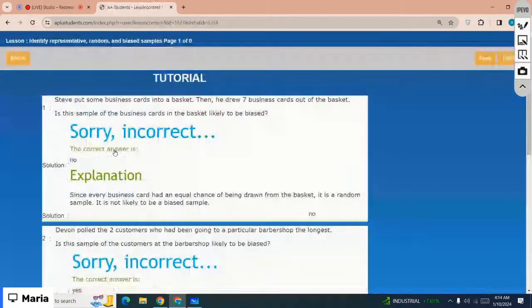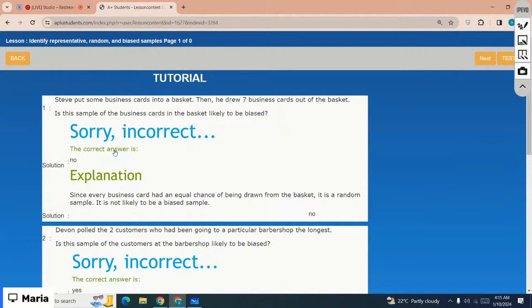Okay, the first example is Steve put some business cards into the basket. Then he drew 7 business cards out of the basket. Is this sample of business cards in the basket likely to be biased?